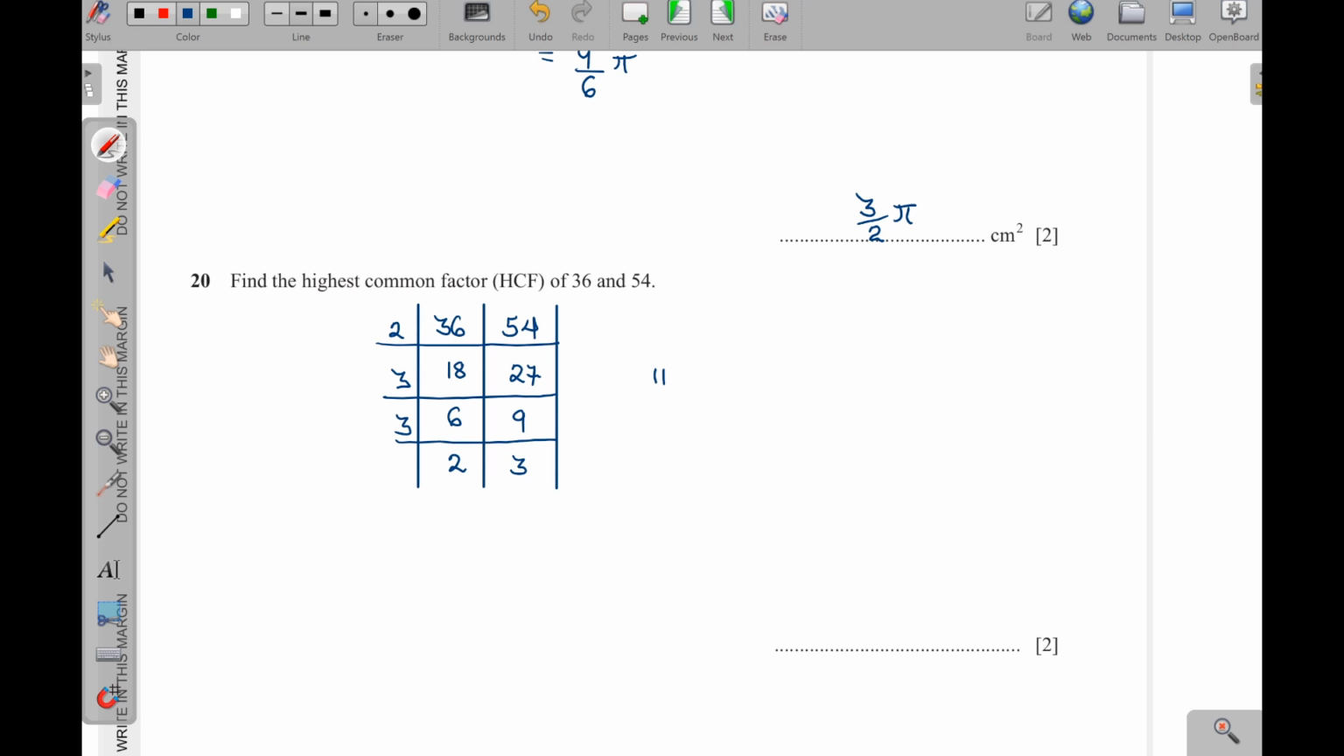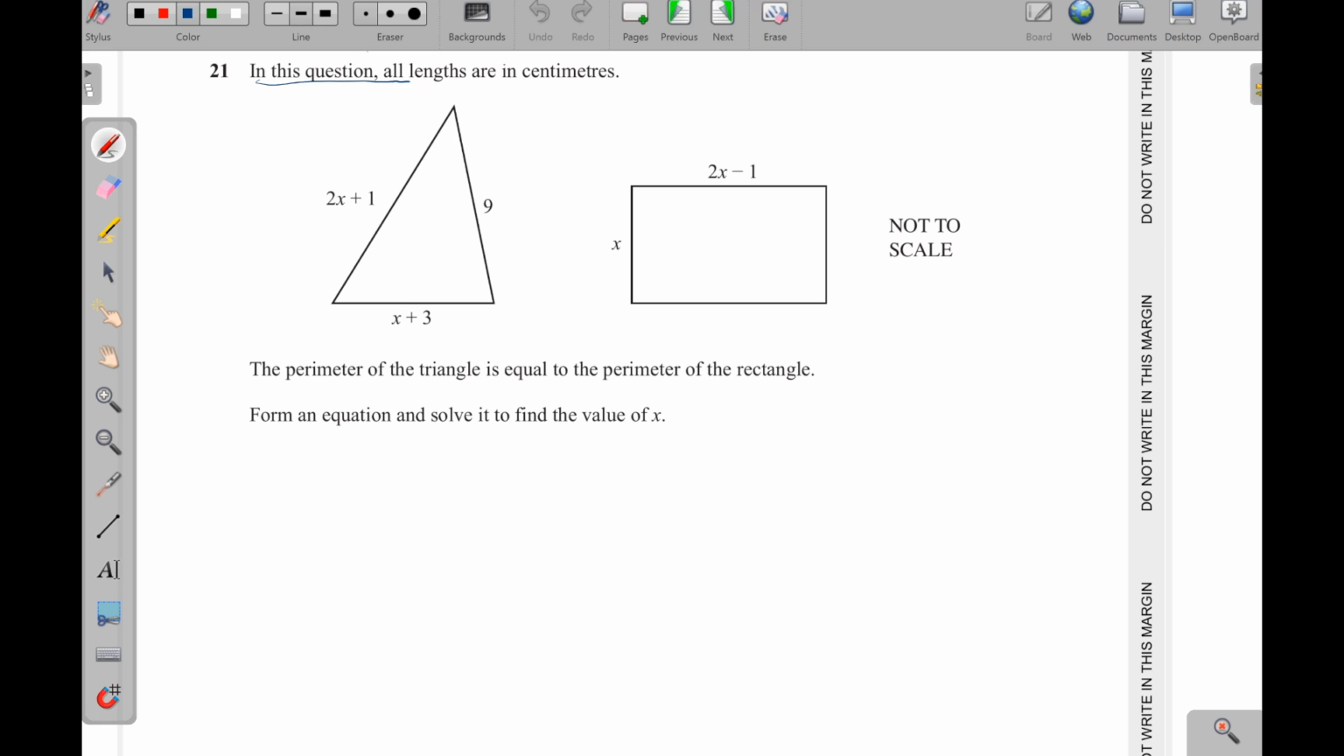So that means our highest common factor is going to be 2 times 3 times 3. This is 6 times 3, that is 18. That is 18. Actually, 18 times 2, you get 36. 18 times 3, you get 54. That's why it is the highest common what? Factor.